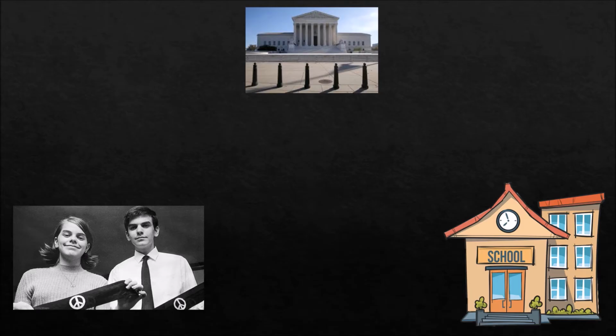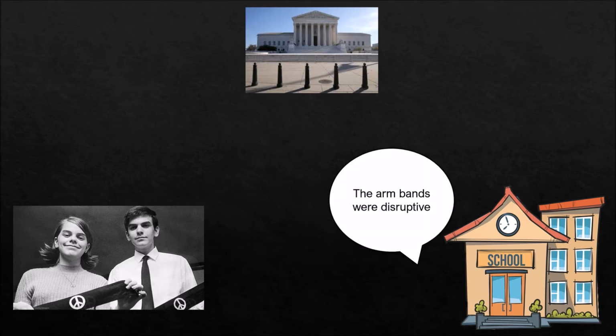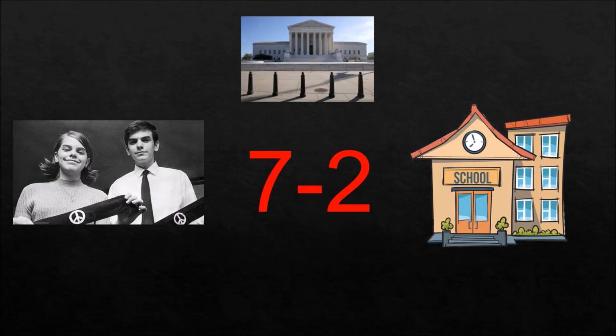They argued that the school violated their right to peacefully protest and their right to free speech. The school in return argued that the armbands were a distraction and danger to the school environment, making them not protected by the First Amendment. The court, however, did not agree with that, and in a 7-2 ruling, the court sided with the Tinker family.